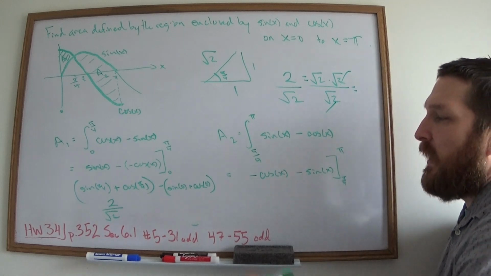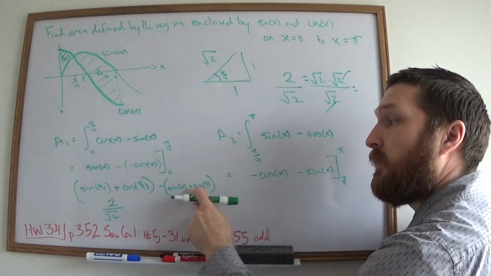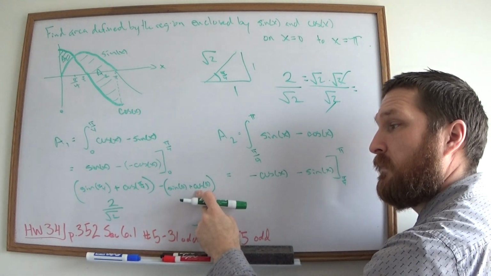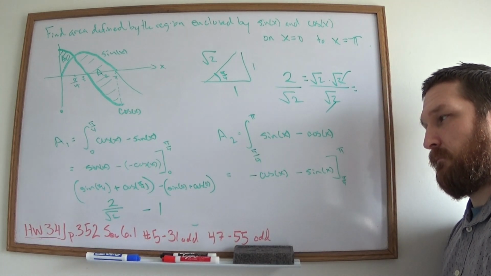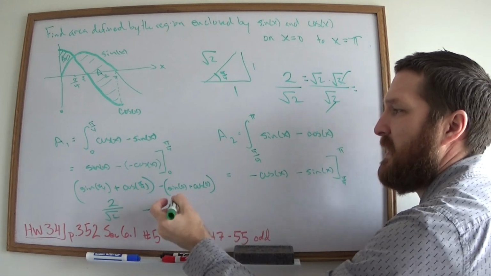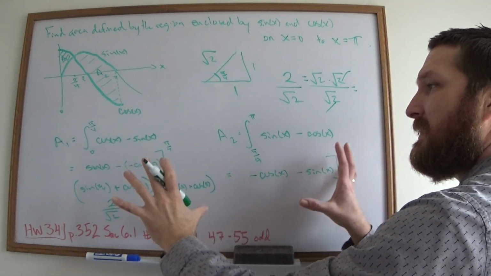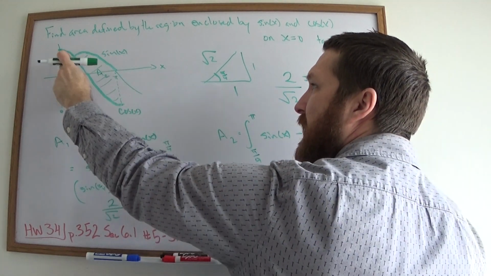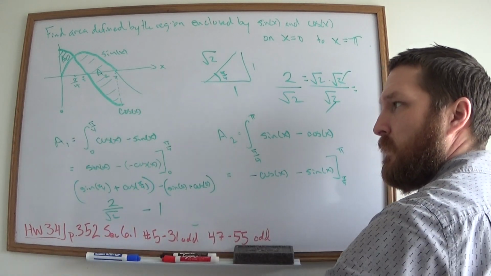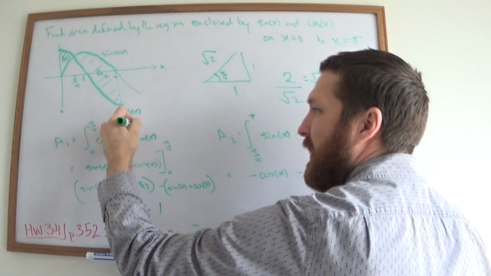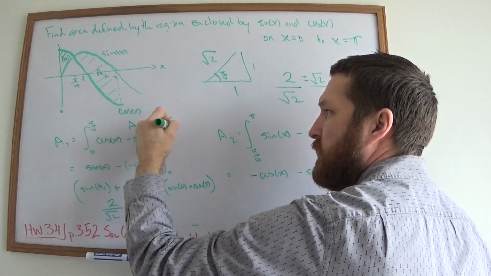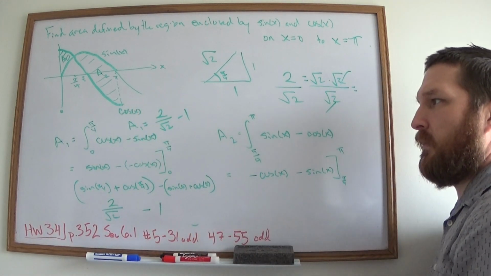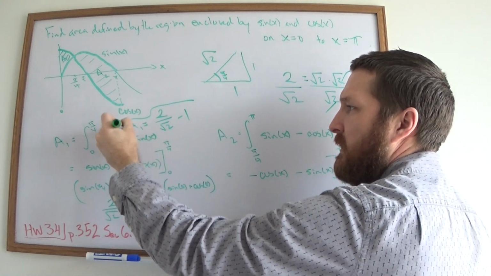Okay, minus sine 0 is 0. Cosine 0 is 1. So that's minus 1. Okay, now that's that part. And remember, we're adding these together because we want the total area as A1 plus A2. So we just got that A1 is equal to 2 over root 2 minus 1. That's what we got there.